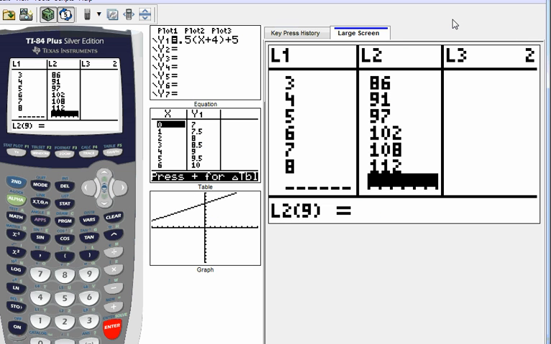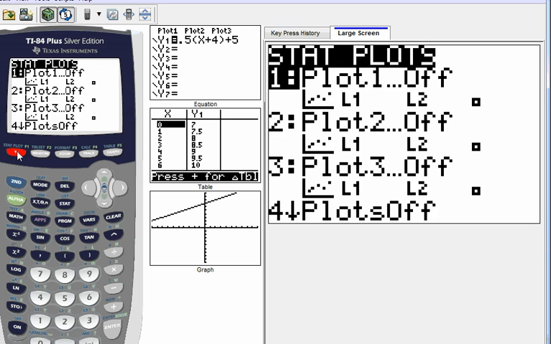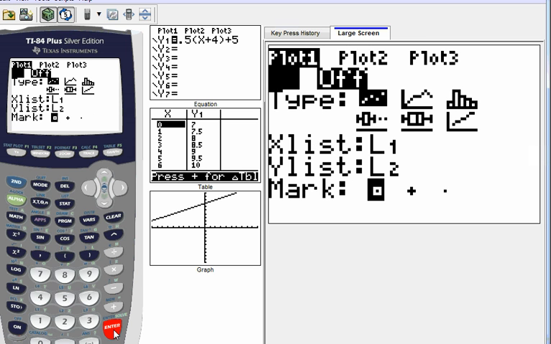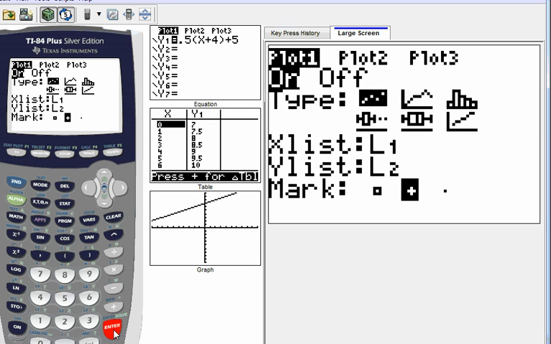Okay, now that I have my data in, I want to make a graph of this. And the way I do that is I press second, y equals, and then just press enter. And I have to turn the plot on, so notice it's blinking on, just press enter there. Then you have to choose the type, which is the first type I want there. My lists are the correct lists. I'm arrowing all the way down to mark. I like to change the mark to this when I make these kind of graphs. So I just arrowed right over to that and then pressed enter.